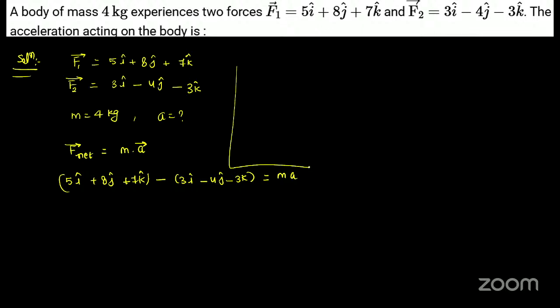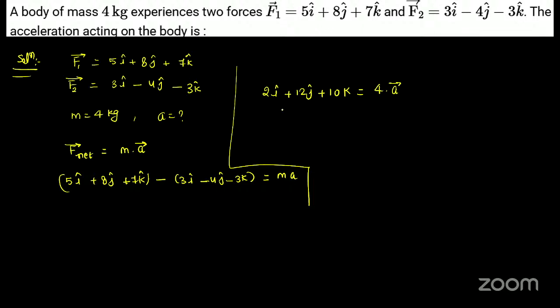acceleration. Now 5 minus 3 will become 2i cap. 8 minus, now see, this is minus already, minus into minus will become plus, so 8 plus 4 which is 12j cap. Again 7 is plus, minus minus plus, 7 and 3 will become 10, so 10k cap is equal to mass 4 kg into acceleration vector.